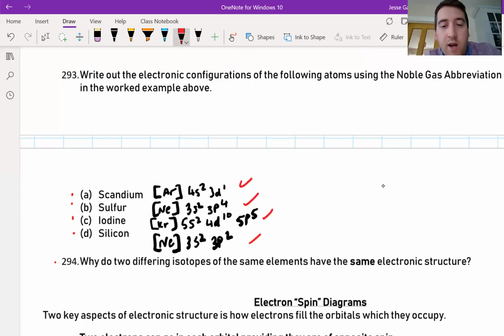Okay, next one. Why do different isotopes of the same element have the same electronic structure? Okay, so there are different isotopes. Isotopes have nothing to do with electrons. If you remember, isotopes were atoms of the same element with different numbers of neutrons. So neutrons don't affect the electronic structure. So why do different isotopes have the same electronic structure? Well, they've got the same number of electrons. That's the key thing. Same number of electrons.